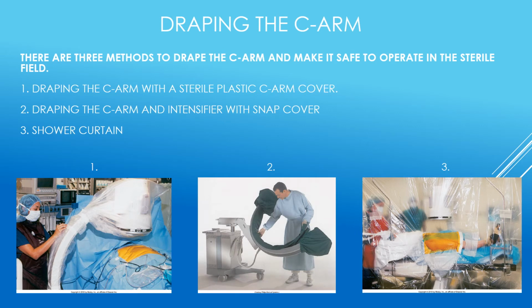Draping the C-arm. There are 3 methods to drape the C-arm and make it safe to operate in the sterile field. 1. Draping the C-arm with a sterile plastic C-arm cover. 2. Draping the C-arm and the intensifier with a snap cover. 3. A shower curtain.